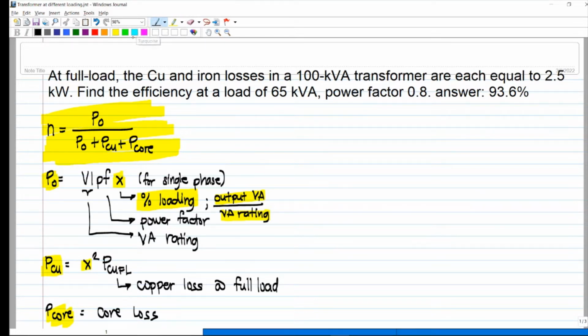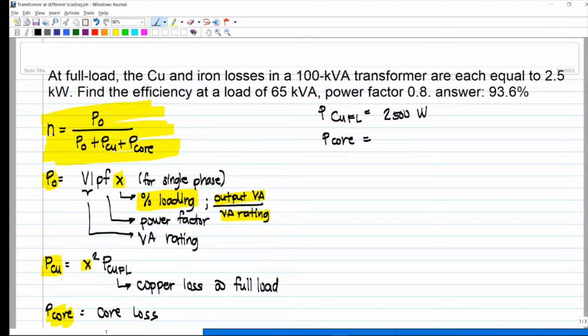Let us try answering problem number 1. At full load, the copper and iron losses in a 100 kVA transformer are each equal to 2.5 kilowatts. Sa first sentence na yon, ang data na makukuha natin is the copper loss at full load. Diba sabi? At full load, the copper loss and the iron loss. So, dalawa daw ang makukuha natin sa first sentence and equal daw yon, yung copper loss natin at full load at saka yung core loss. Ang copper loss natin is 2,500 watts.